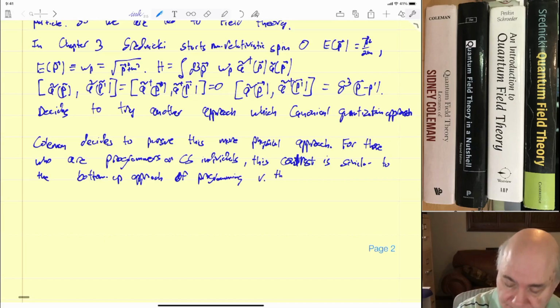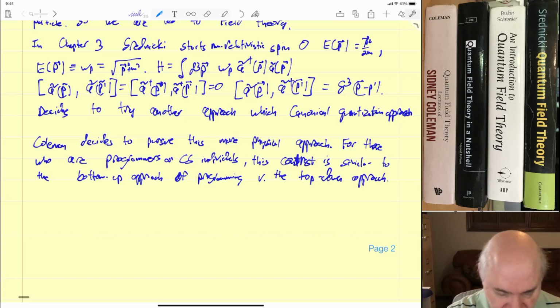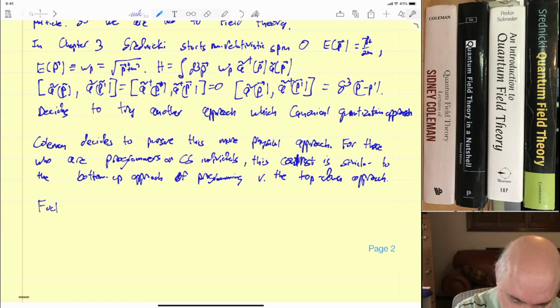Versus the top-down approach. So what we're going to do here is sort of like the bottom-up approach in programming. So I'm going to start. I can't remember exactly how much I've covered with it. Most of you have probably seen it. But let's just talk about Fock space.